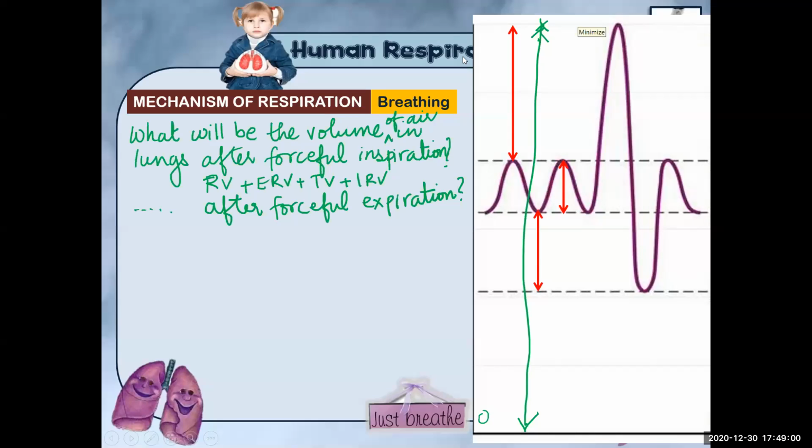Yes, now everybody started to get the hang of it. All of y'all are absolutely correct. After forceful expiration का मतलब क्या है? मैं यहां पे हूं तो लंग में कितना बचा, एयर कितना बचा? इतना ही. सो दैट इज रेजिडुअल वॉल्यूम.